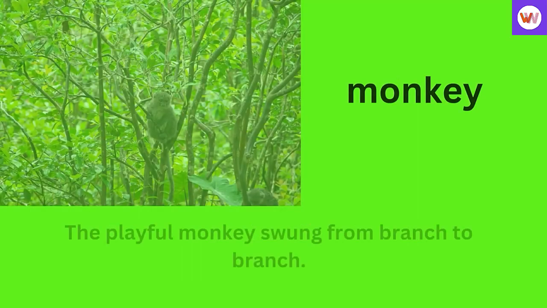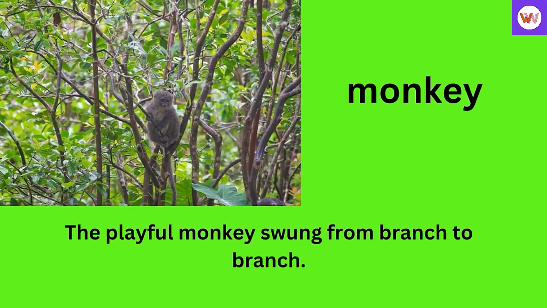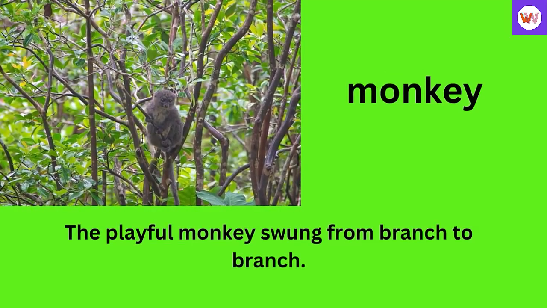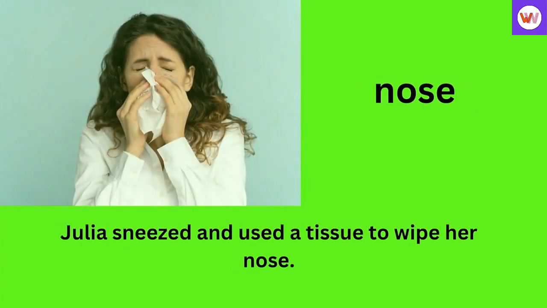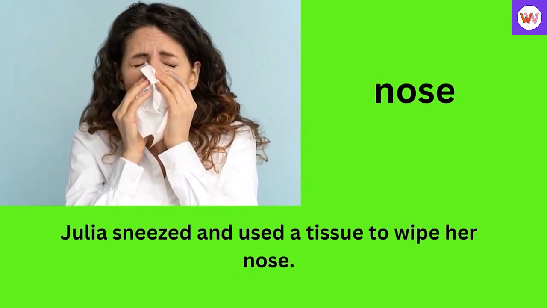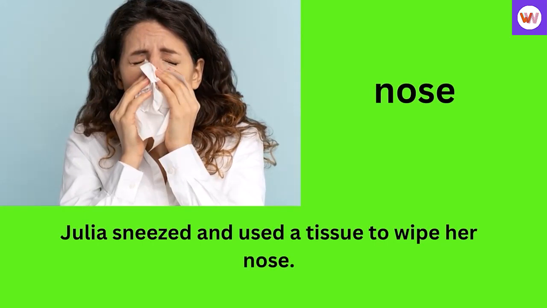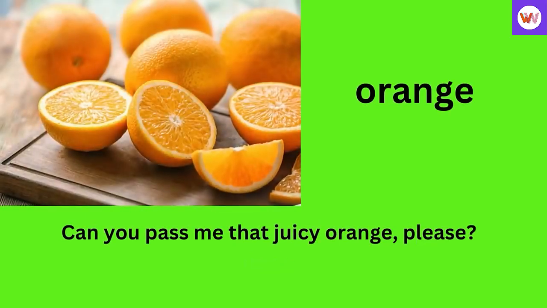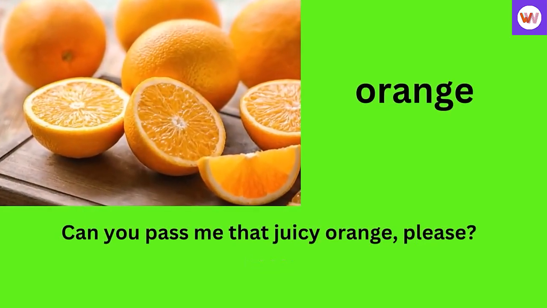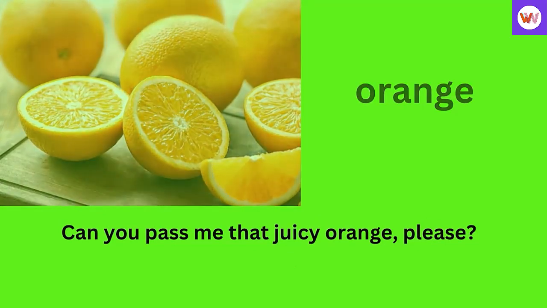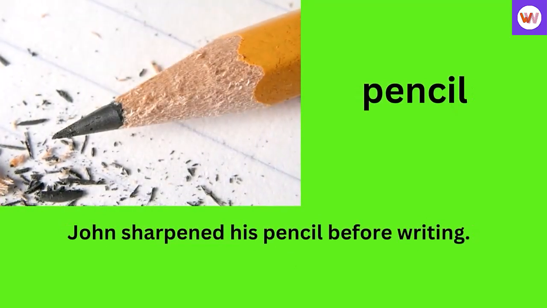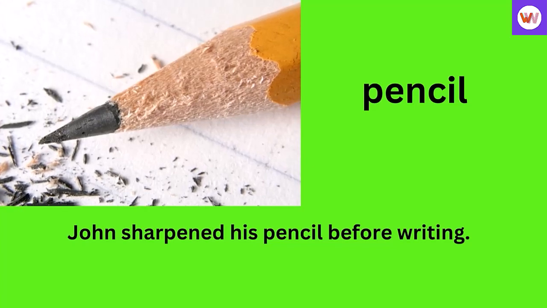Monkey. The playful monkey swung from branch to branch. Nose. Julia sneezed and used a tissue to wipe her nose. Orange. Can you pass me that juicy orange, please? Pencil. John sharpened his pencil before writing.